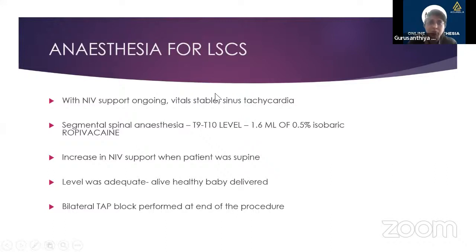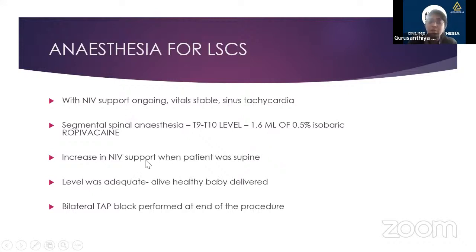Her vitals were stable. We kept her on a quite low dose of noradrenaline when we were going to administer her spinal anesthesia. She still had sinus tachycardia of around 120 to 130 per minute. We administered segmental spinal anesthesia at the T9 to T10 level. 1.6 ml of 0.5% isobaric ropivacaine was given without any adjuvants.